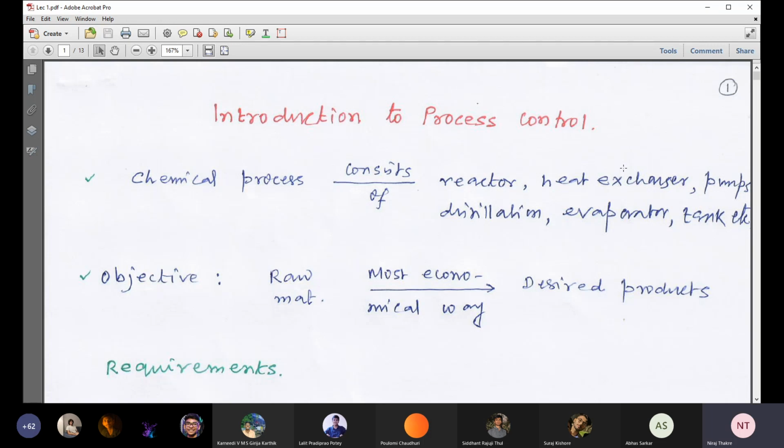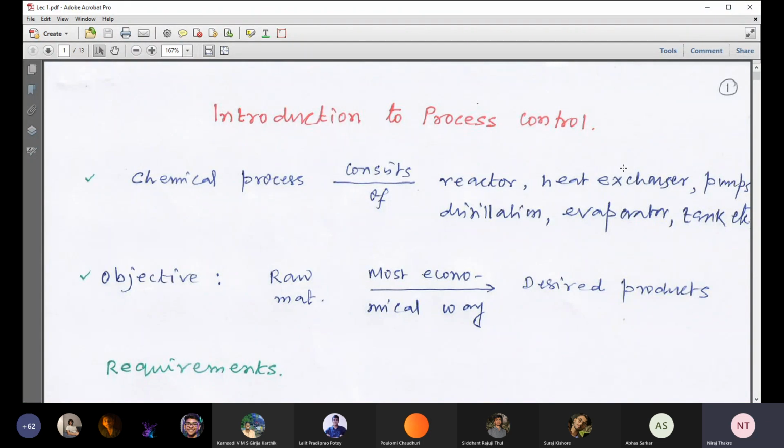I repeat, our overall objective is to introduce raw material, or feed the raw material, to the chemical plant, and then that raw material gets processed in different units one after another, or maybe in parallel, and finally we get the desired product. But the challenge is that we need to produce this desired product from the raw material in the most economical way.